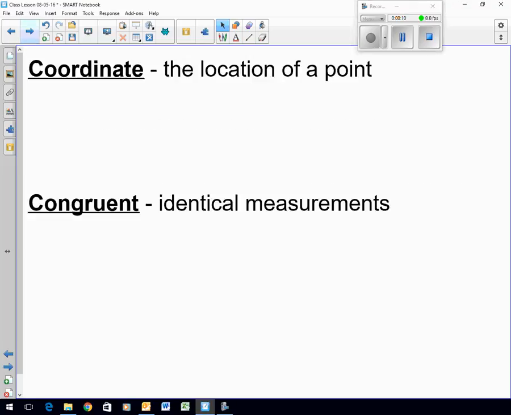All right, first thing, we got to define a couple things here, coordinate and congruent. Coordinate, this is the location of a point, okay? Do a quick recheck here. How do I symbolize a point? A dot. Very good. Use a dot.